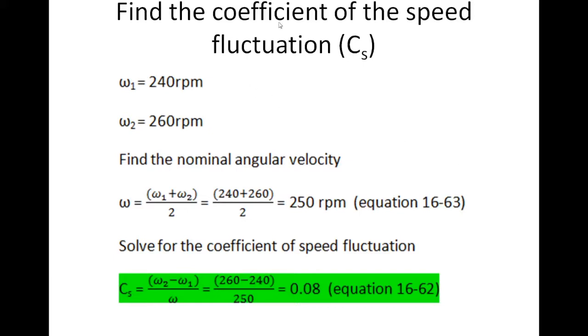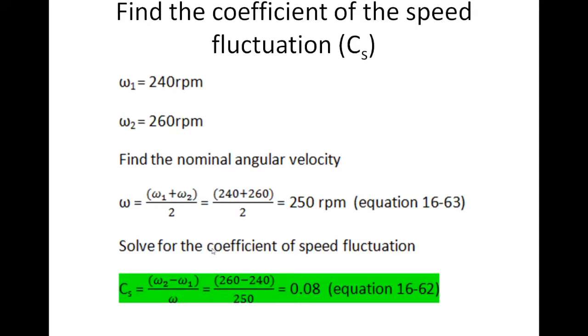So first we're going to find the coefficient of the speed fluctuation, which is characterized as a C sub s. So your omega 1, or your speed 1, was given in the problem statement at 240 RPM, and the omega 2 is 260 RPM. So to start, we need to find the nominal angular velocity, which is just the average. So we're going to take the 240 first speed plus the 260 second speed divided by 2. We end up with a nominal angular velocity of 250 RPM. This is from equation 16-63.